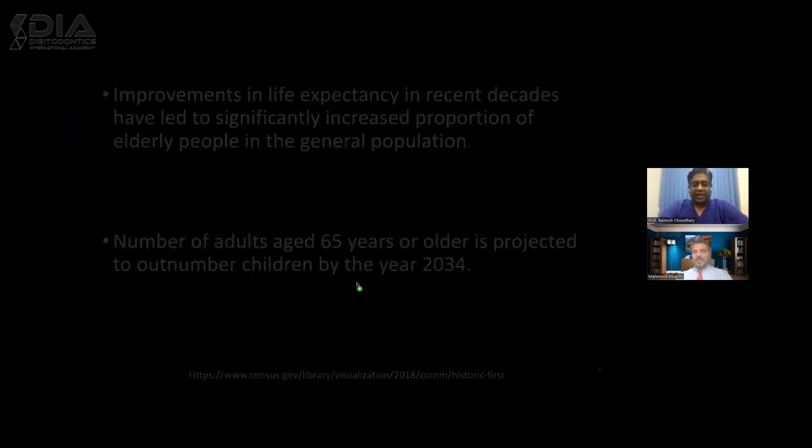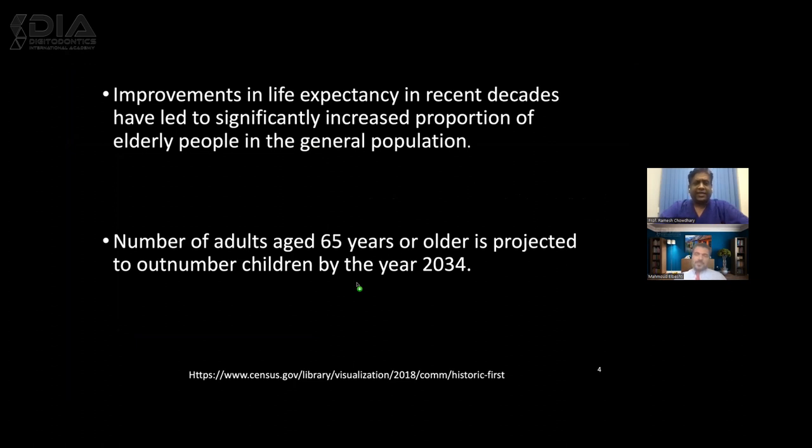And we all know that there is an improvement in life expectancy in recent decades, which has led to a significantly increased proportion of the elderly population. That means to say that people above 65 years, who are called geriatric patients, are living longer in many, many countries. If I give an example of my own country, in 1947 an average human was living for 38 years and now it is 74. So there is a drastic change in people living longer.